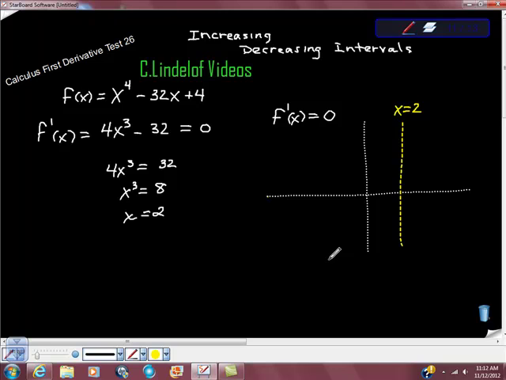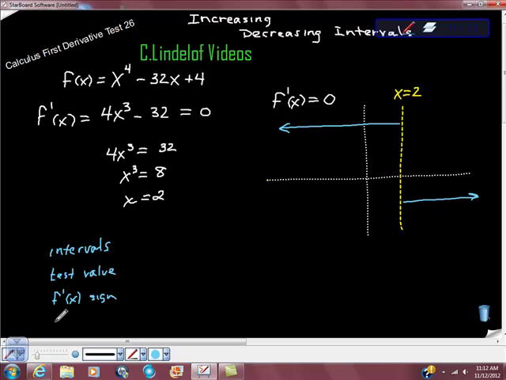So it only leaves us with two intervals, doesn't it? It leaves us with the interval to the left of this. Right? So as I'm looking, I want all values to the left of that, and I want all values to the right. So it just gives us two intervals. So I'm going to set up my table with intervals, test value, f prime at that test value. I want the sign of that, and then I want to come up with some conclusion here.